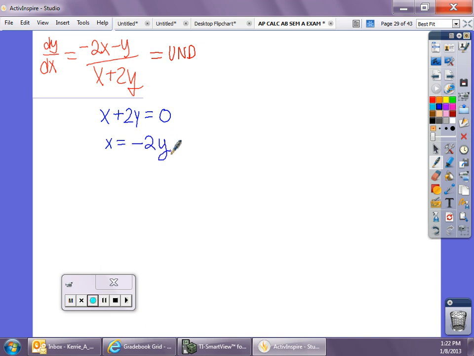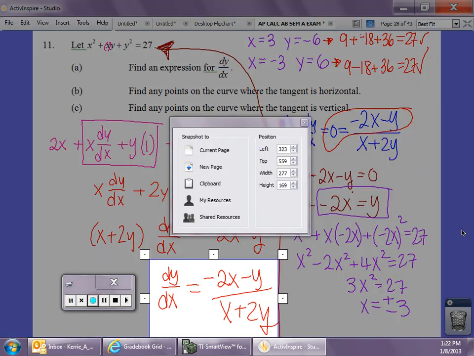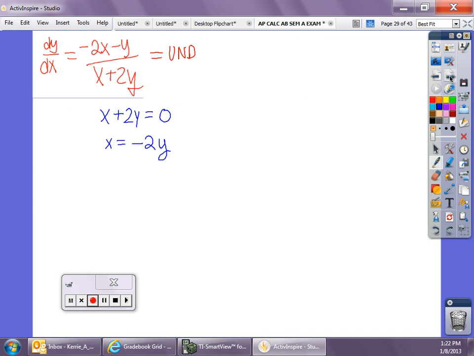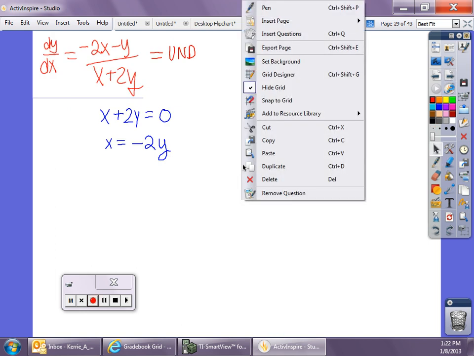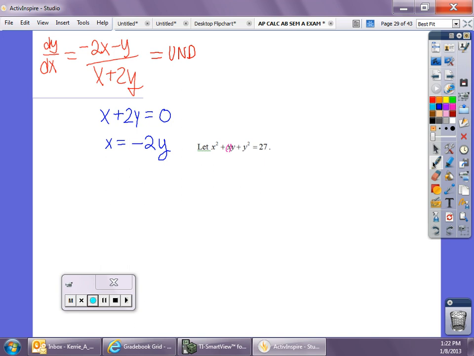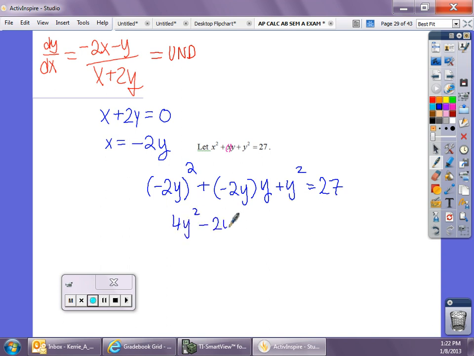Same exact thing happens. We actually end up having two variables left over when we're trying to solve that equation. So again, I'm going to use the original and substitute in my x: x squared plus x times y plus y squared equals 27. We end up with 4y squared minus 2y squared plus y squared equals 27. So 3y squared equals 27. So y is equal to plus or minus 3.